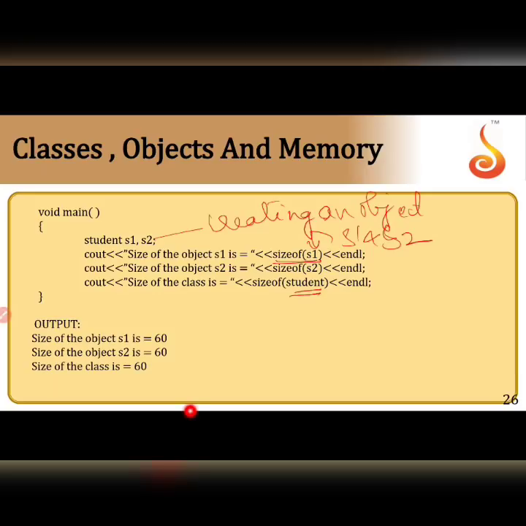So here the size of S1 is 60, 60 and 60. We calculated how we got 60 there. It is calculated individually for the data members and added up. That will be the memory required. So this states that whether you send the object or the class, the memory required for the object and for the class of the same type will be the same amount, that is 60 bytes, 60 bytes and 60 bytes. Have a look.